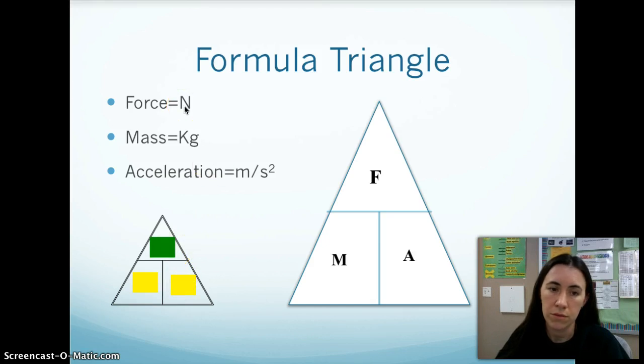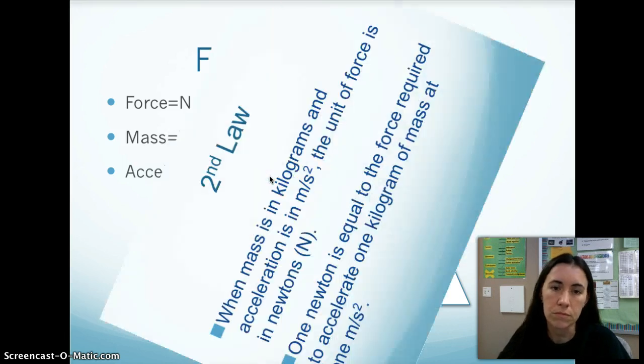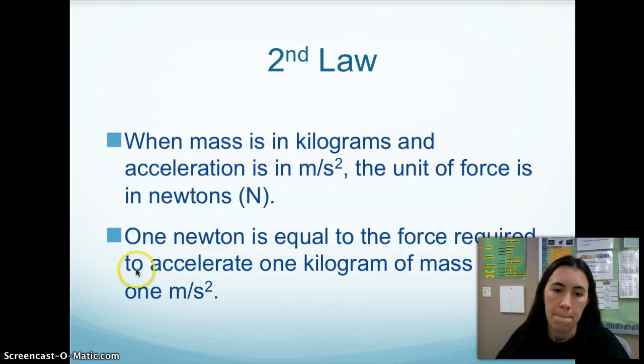Your force is always in newtons, your mass could be kilograms or grams, and then your acceleration is always meters per second squared. So if you see the squared with it, that's acceleration. If it just says meters per second, that's speed. The squared always indicates acceleration. 1 Newton is equal to the force required to accelerate 1 kilogram of mass at 1 meter per second squared.